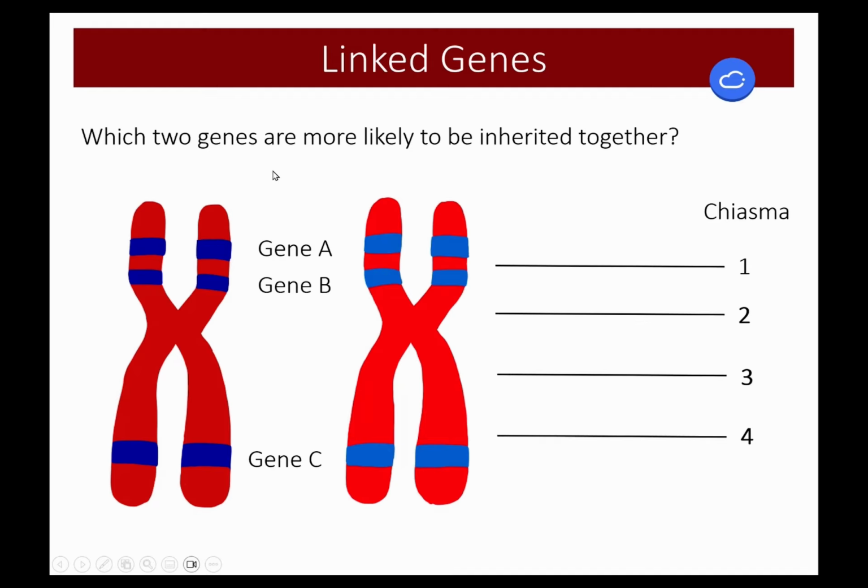Linked genes simply means that if genes are linked, then they're more likely to be inherited together. So what does linked mean? Linked means that they're close to one another. So like literally in physical proximity to one another. So here you have a chromosome with gene A, B, and C. These are the locations of these genes. And you can see that gene A and B are very close together. However, they're distant from gene C.